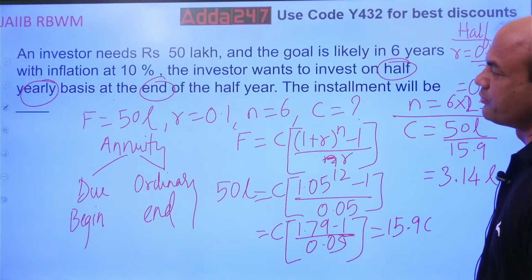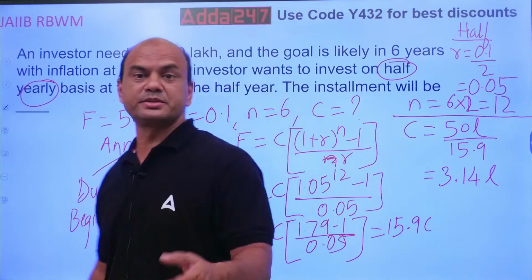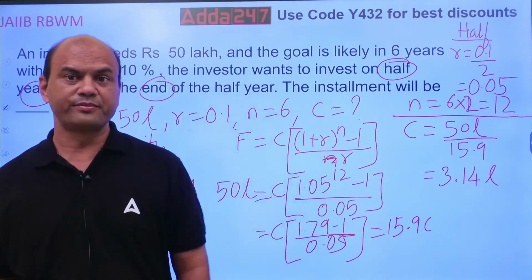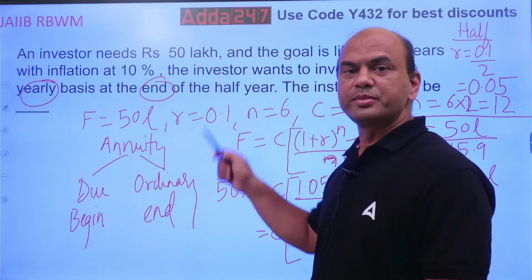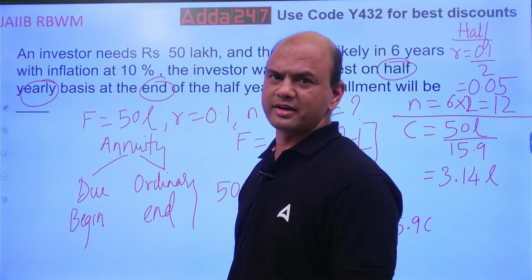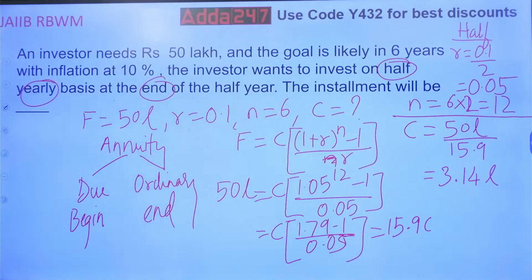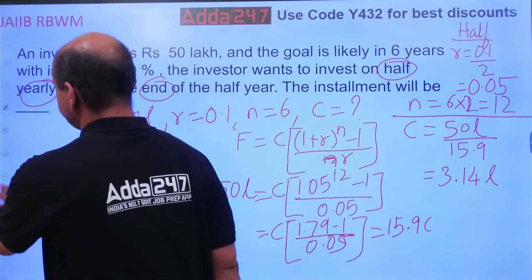It means what? If somebody deposits 3.14 lakhs every 6 months at the end of the period for 6 years at 10% ROI, this person will get 50 lakhs at the end. This is a sort of RD, isn't it? RD. Isn't it? Got it, everyone? Move ahead. Clear? Next.